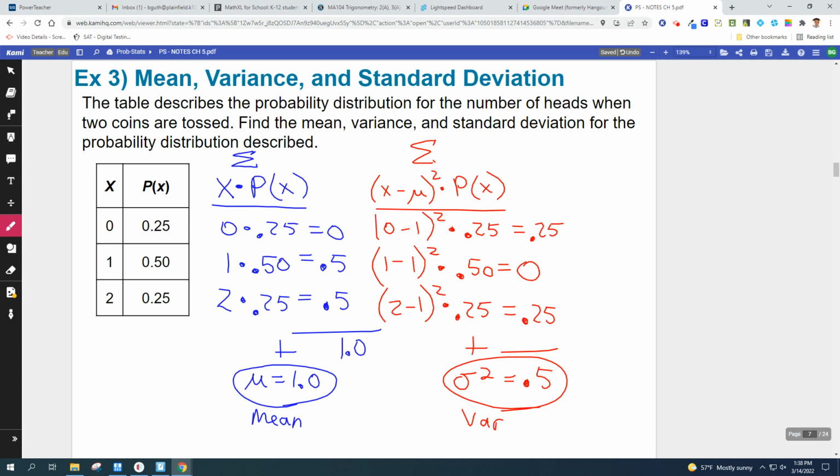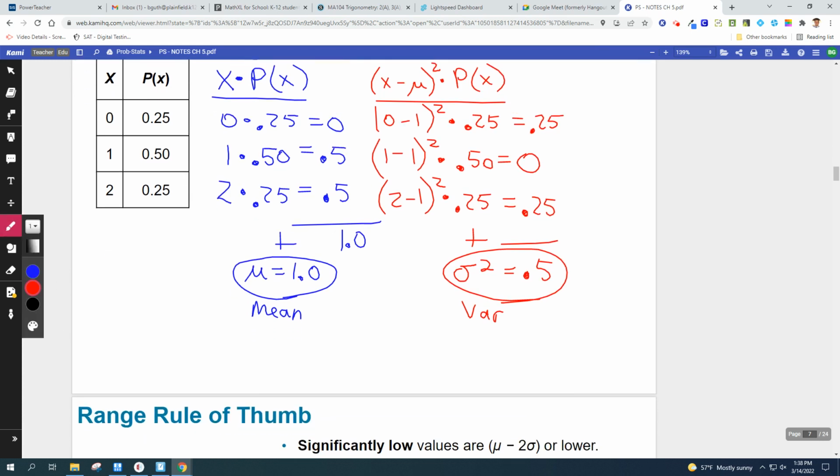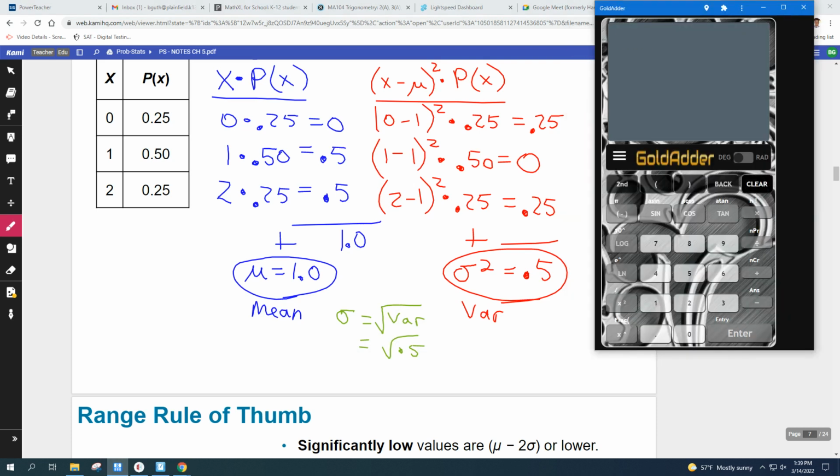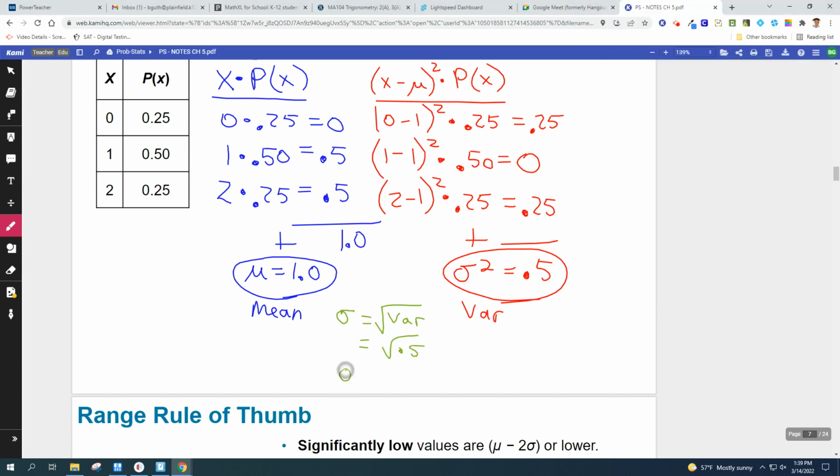Standard deviation is actually the easiest one to find because all you have to do is remember standard deviation is the square root of the variance. So standard deviation is the square root of the variance. So the square root of 0.5 is about 0.707. So now we have the mean, the variance, and the standard deviation.